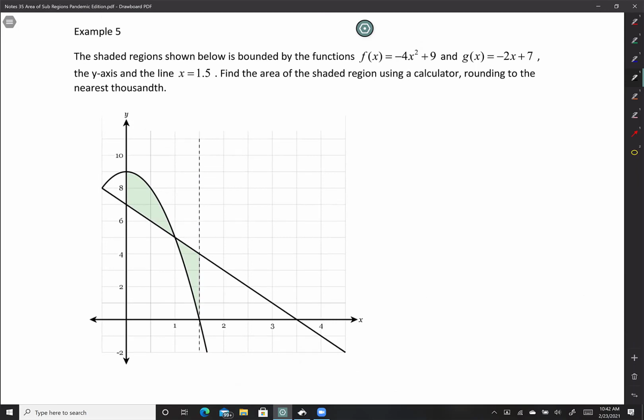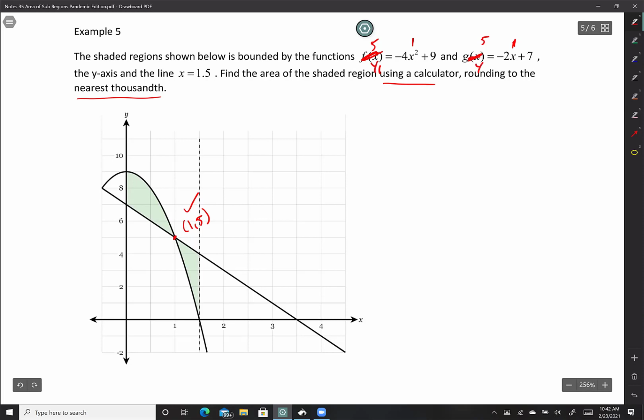So notice this one says the shaded region shown below bounded by the functions blah and blah, and the y-axis and the line x equals 1.5. Find the area of the shaded region using a calculator. Round to the nearest thousandths. Okay, so here we go. This looks like a perfect (1, 5). I would verify that. Let's see. -4 plus 9, definitely 5. Yep. And let's see, -2 plus 7, definitely 5. Yep. (1, 5) is an intersection point. If you want to put those in your calculator, go ahead. As a matter of fact, we are, because we're going to use a calculator.